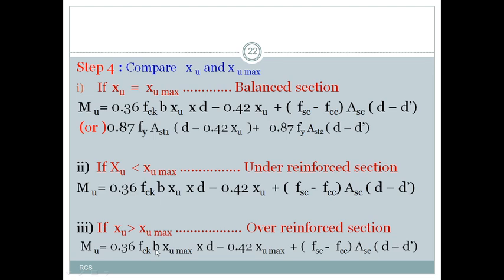But the over reinforced section is not considered in IS 456-2000 as a limit state method. We will not consider the over reinforced section, but if you get this situation, we will design up to the XU max value only. That is, we are designing for the balanced section only. That is Mu equal to 0.36 FCK B, and in place of XU we will substitute XU max. By using this formula, we can calculate the moment of resistance.